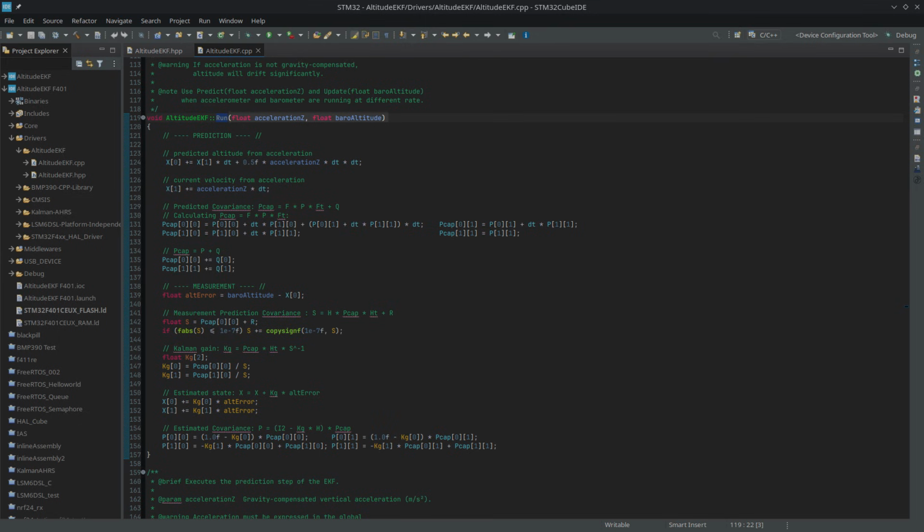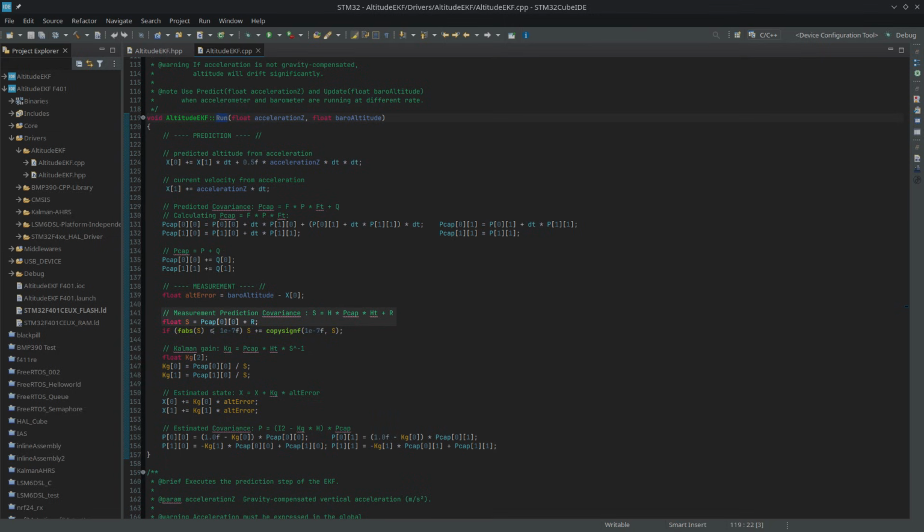It takes two arguments, first the acceleration along the z-axis and the altitude from the barometer. First, the altitude is predicted from the acceleration and then the velocity. Next, we calculate the predicted covariance matrix Pcap using the solution we derived before. Now in the measurement stage, we first calculate the error.